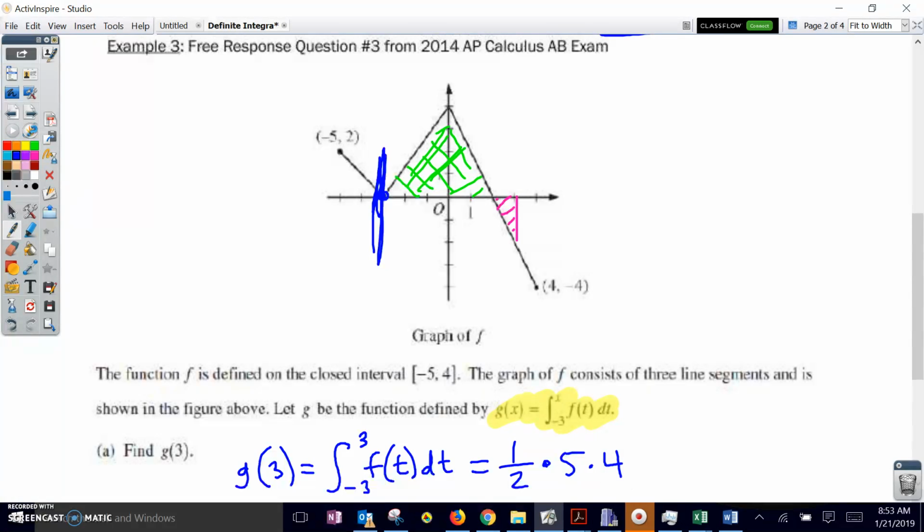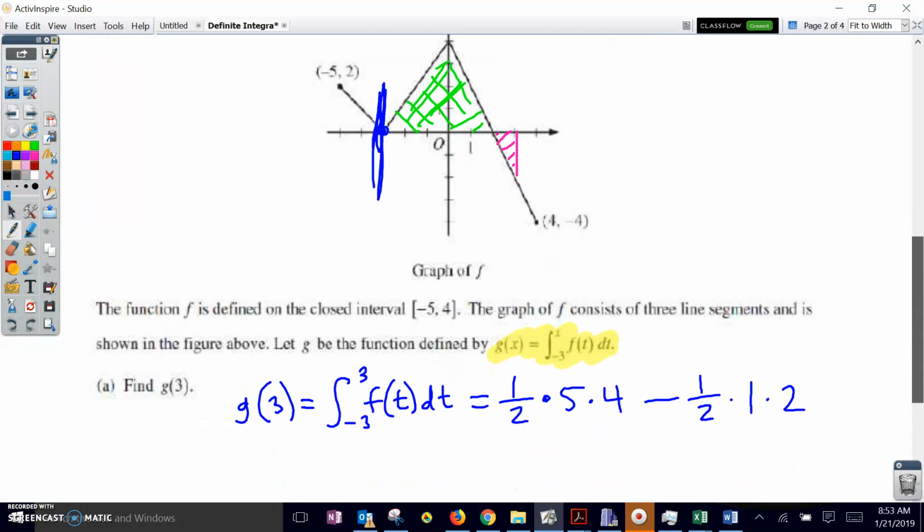And then the fuchsia, whatever color that is, triangle below the axis counts as negative value towards the value of the integral. So we're going to subtract that away. It's a triangle with a base of 1 and a height of 2. And then I'm going to go ahead and do those calculations, and that gives me 10 minus 1. And so the value of this g of 3 is going to be 9.